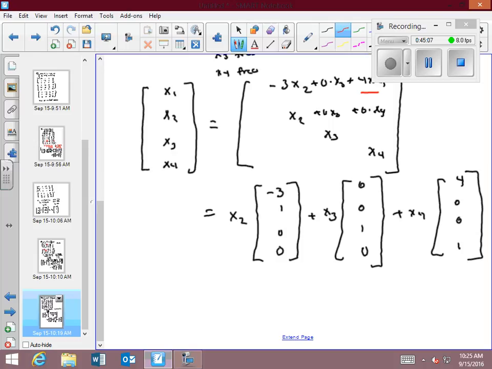So that should be my solution vector in parametric form.